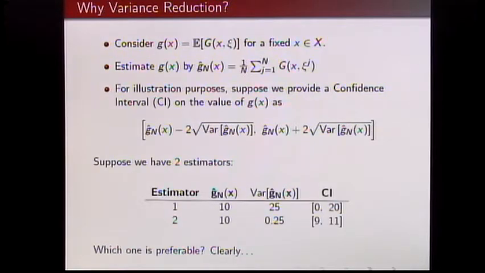And a very simple example here, I have 2 estimators. They both tell me, with the same sample size, they estimate that the objective function value at x is going to be 10.